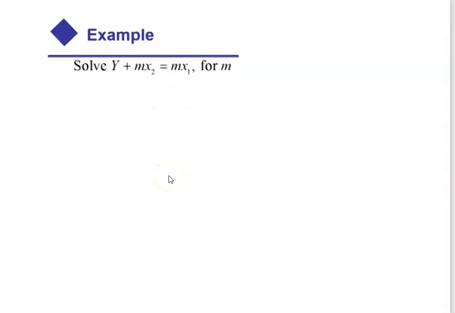Okay, so here's another example. They want us to solve for m. So we've got y plus m x squared equals mx. Now, if I want to solve for m, one thing I need to do is I need to have the m's on the same side of the equal sign. So I'm going to move this one over here, because if I don't, I won't have anything left. Like if I move this over here, there would be nothing here. So I'm going to try to keep it where I'm not making things equal to 0.